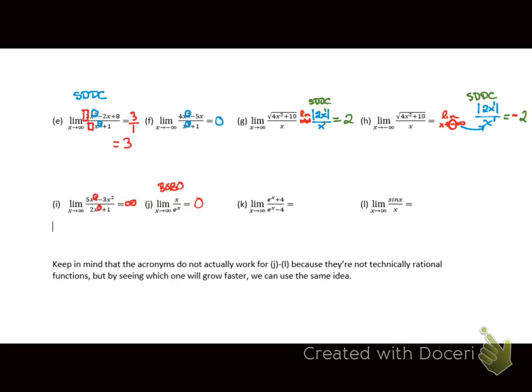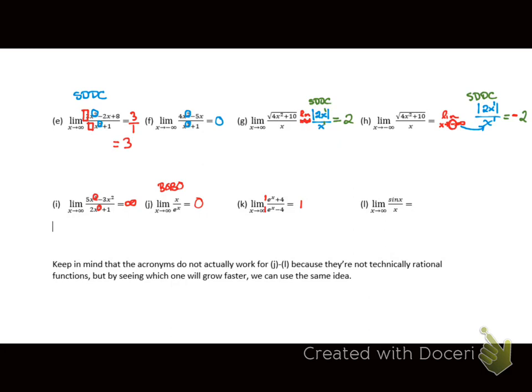For k, we have e to the x over e to the x. Again, they grow very quickly, so the plus 4 and the minus 4 don't matter at all, but they essentially grow at the same rate, which means we're going to use the numbers in front, which is 1 over 1, which is 1. Okay, so they're going to head toward 1.